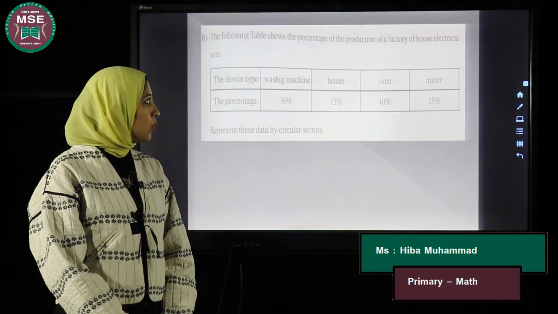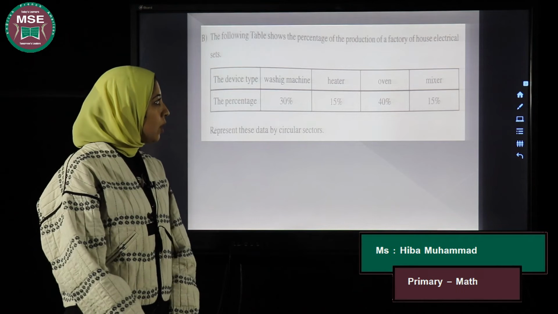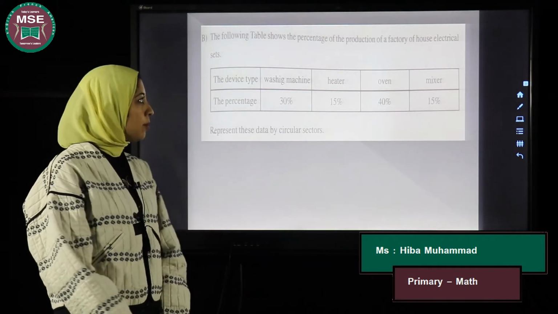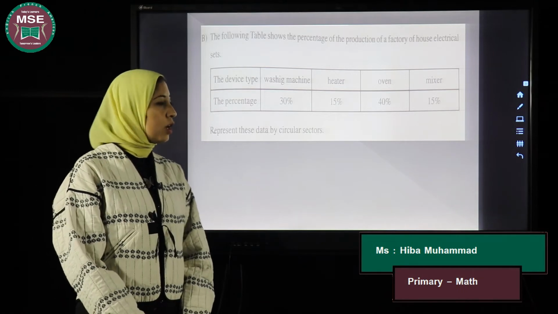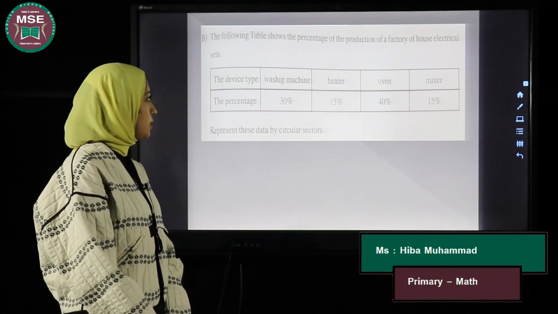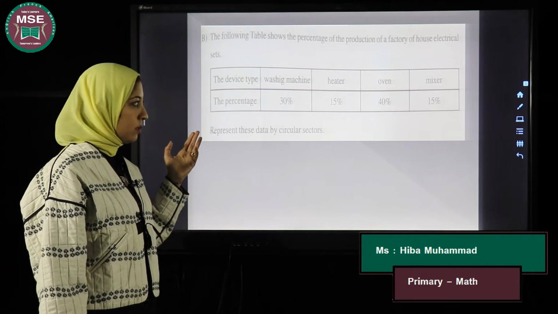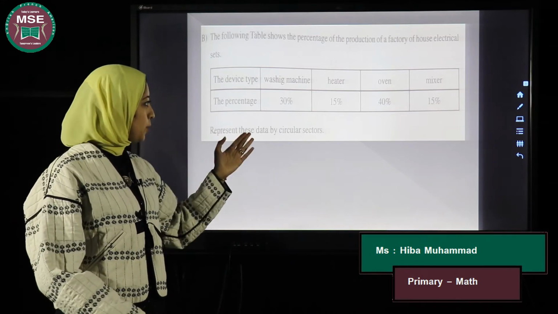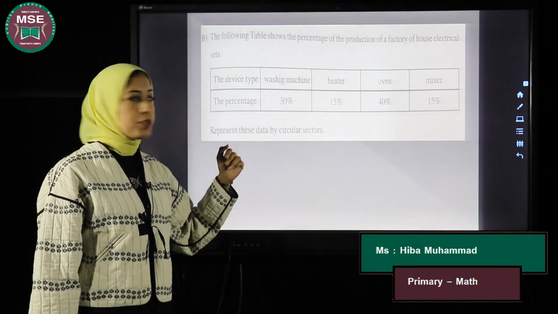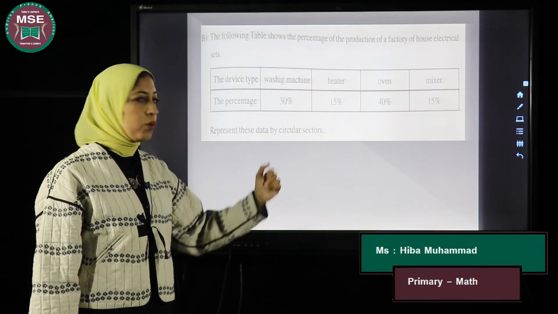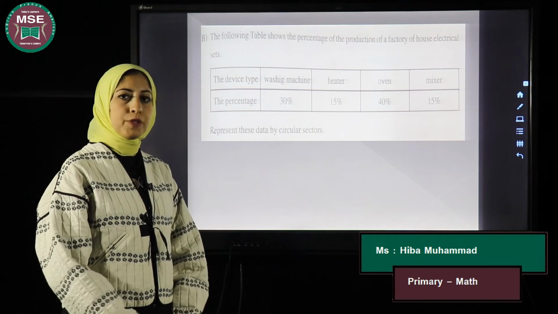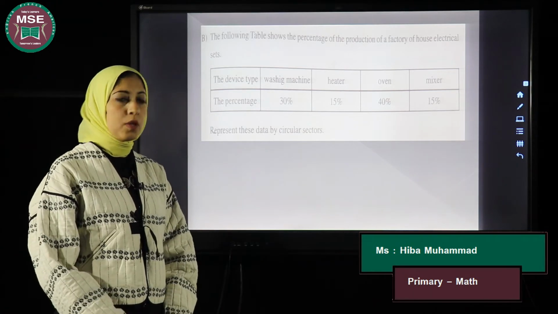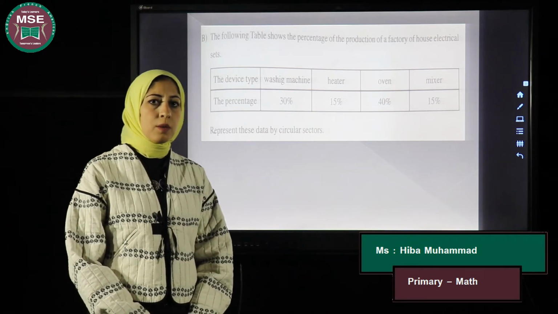The following table shows the percentage of production of a factory of house electrical sets. This table, the device type, washing machine, the percentage 30%, the heater is 15%, the oven 40%, and the mixer 15%. Represent these data by circular sectors. Circular sectors means pie chart.